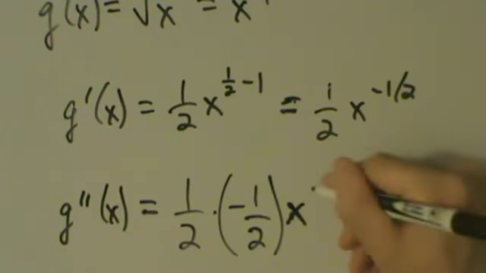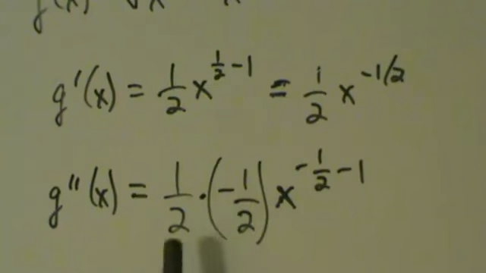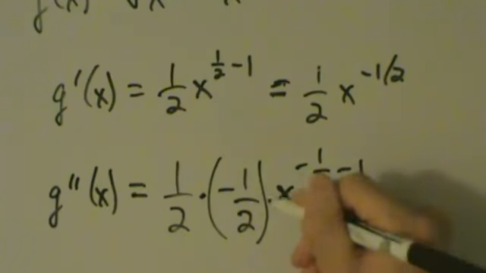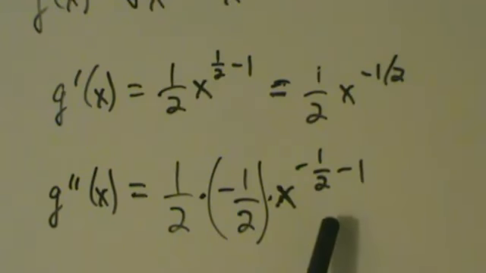All right. So you might be wondering, shouldn't these parentheses be not like this, but should they be like this? And it actually doesn't really matter. The only reason I put parentheses here was just to avoid any confusion with this minus sign in here, because it's 1/2 times negative 1/2, and then times x to the negative 1/2 minus 1.